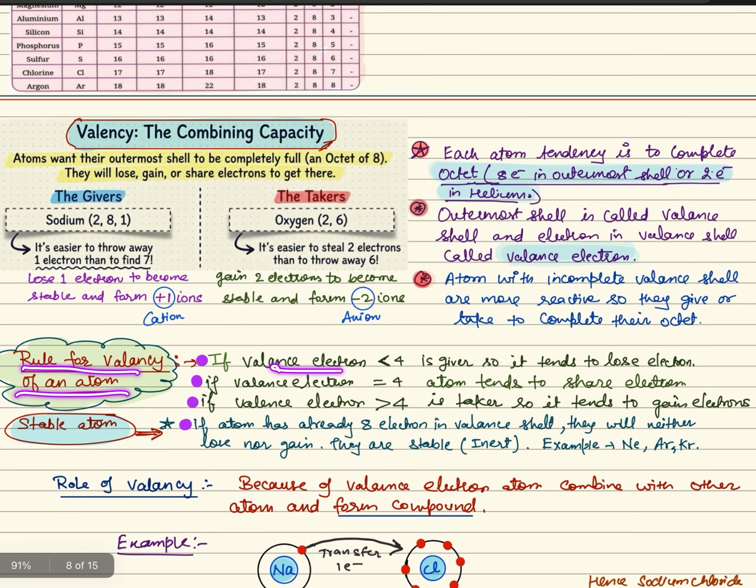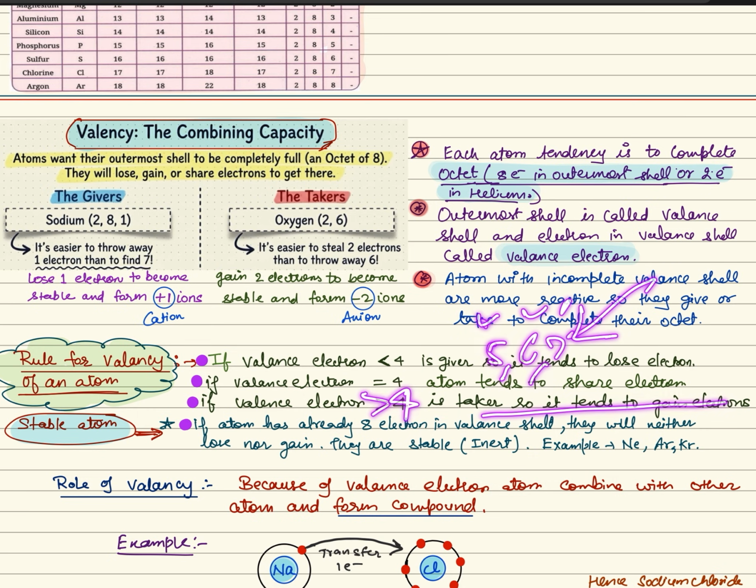If valence electrons are less than 4, the atom gives to others, or it will lose them, and it will combine with them. Make friendship with them, you can say. And if valence electrons are 4, it is called a half filled shell. If it is a half filled shell, it will neither give nor take from others, it can just share. If it is more than 4, that is 5, 6, 7, it will wish to take 3, 2 or 1 to complete its octet and form the compound.